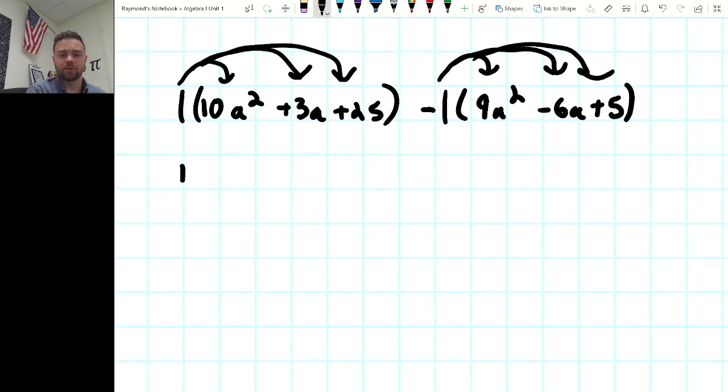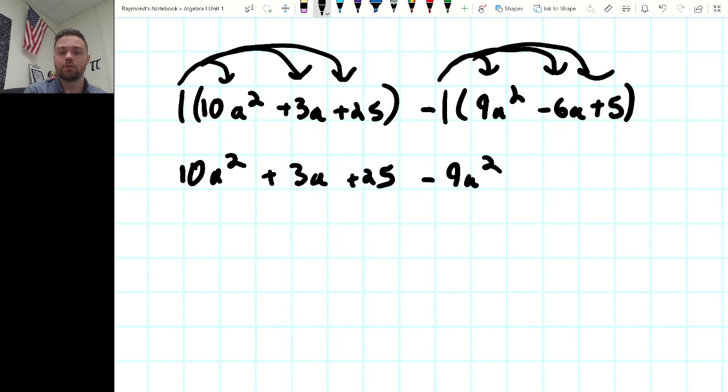So 1 times 10a squared becomes 10a squared. 1 times 3a becomes 3a. And then 1 times 25 becomes 25. So there's really nothing to do here. Once I distribute that 1, it really hasn't changed the problem. But this negative 1 will switch all of these signs, and then I can add by combining like terms. When you're subtracting two polynomials, what I typically do is distribute that negative so I can keep the signs straight. So I've got negative 1 times 9a squared is negative 9a squared. Negative 1 times negative 6 is positive 6a. And then negative 1 times 5 is going to be negative 5.